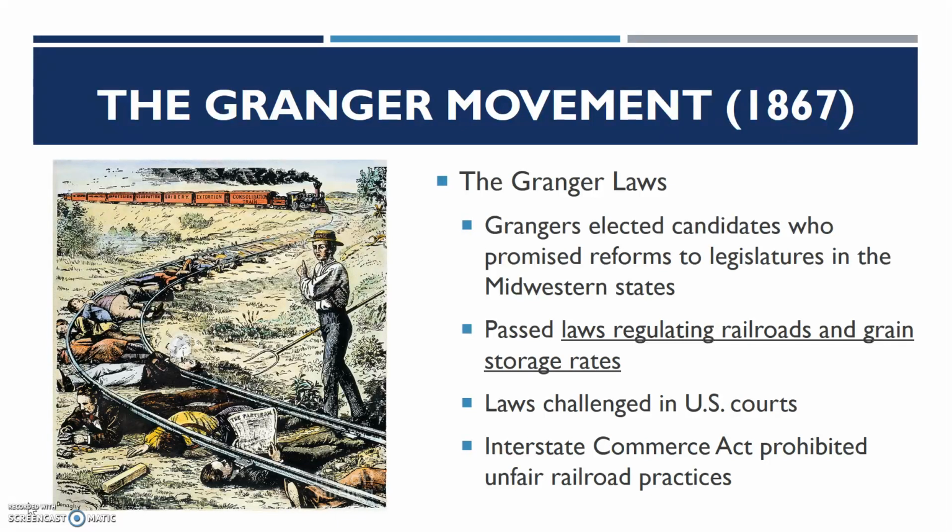Thanks to the Granger movement, however, a series of laws were passed to protect farmers. Grangers, because they did vote and have political influence, were able to elect candidates who promised to reform the laws in the Midwestern states. So a lot of state laws were passed that regulated the railroads and the grain storage rates. However, those laws were challenged in the U.S. courts, and the Interstate Commerce Act was eventually passed in favor of the farmers to stop the unfair railroad practices. That was one of the acts that we talked about in the previous unit.